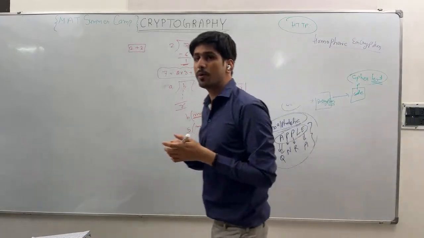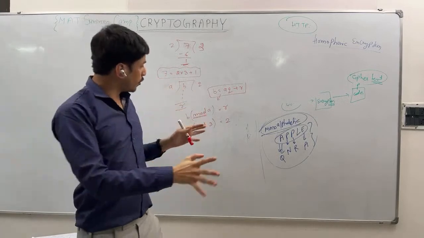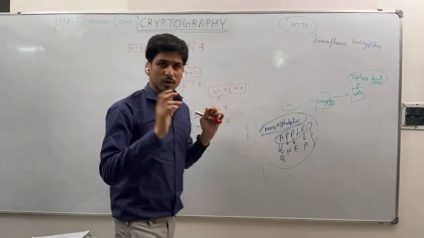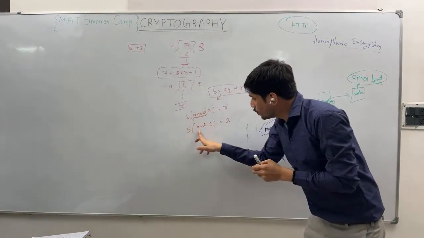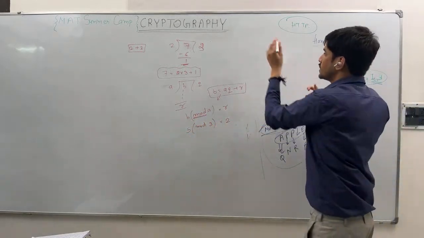Actually, after this, we'll study the Chinese remainder theorem. So for that purpose, I need this basics. So that's why I'm asking. 5 mod 3 means 2. Clear?